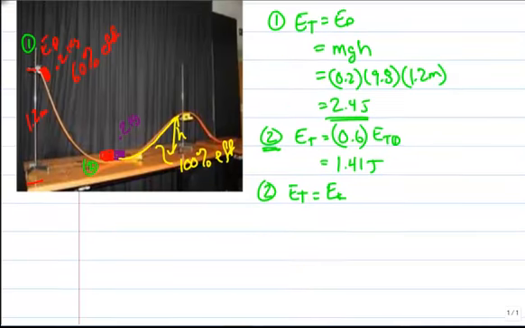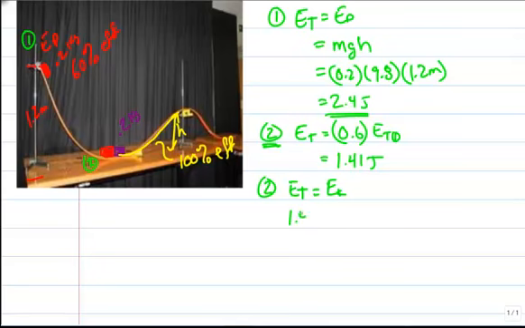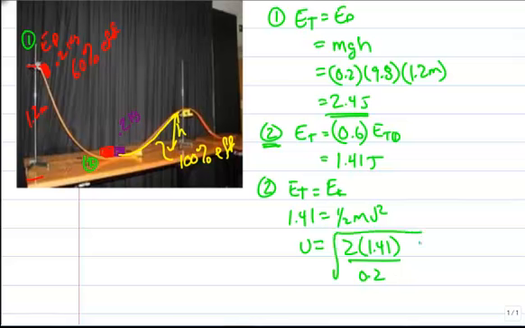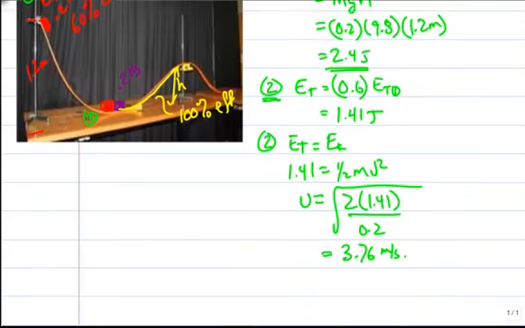So the total energy I have here at point 2 is 1/2 mv squared. So 1.41 is equal to 1/2 mv squared. So this thing's going 2 times 1.41 divided by, what was the mass? 0.2. And I'm going to square root all of that. So my speed at the bottom is square root about 3.76 meters per second.